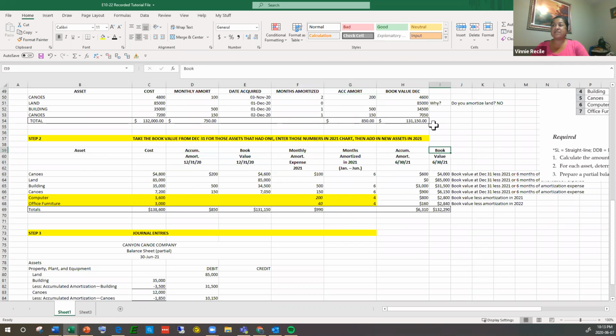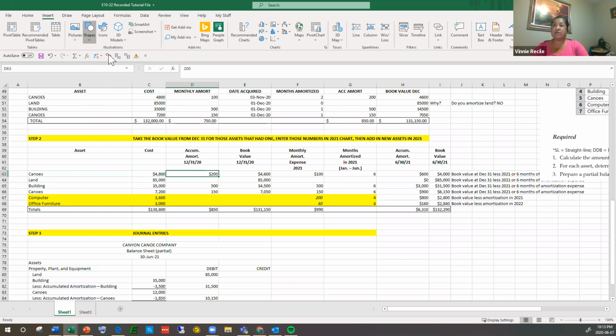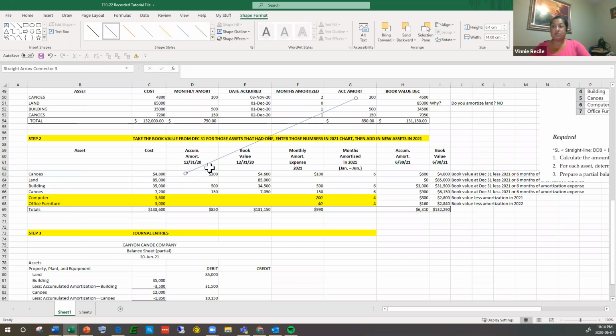So we're essentially taking the December 31st chart, dropping it in here, and then adding in what we would do for 2021. So again, easiest thing to do first is to take all the information that's already been given or calculated and drop it in. Canoes, land, building, canoes. Drop all the same information up here, down here. Same thing for accumulated amortization. The 200, 500, or 150 are straight from here. So nothing complicated if you're just dropping information from one cell to the other.